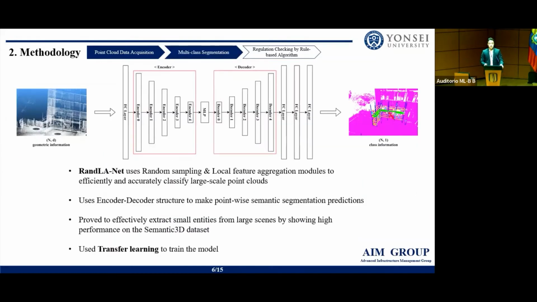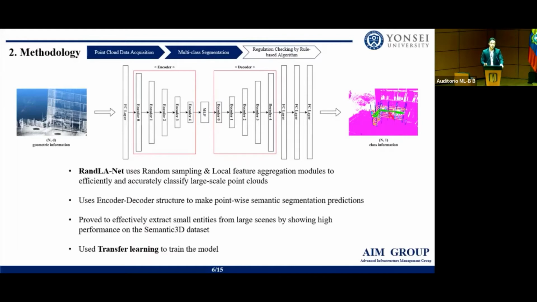For the multi-class segmentation, we used a deep learning-based point cloud segmentation model called RandLA-Net. So RandLA-Net uses random sampling and local feature aggregation modules to efficiently and accurately classify large-scale point clouds. It also uses an encoder-decoder structure to make point-wise semantic segmentation predictions. And this model has proved to effectively extract small entities from large scenes by showing high performance on the Semantic3D dataset.